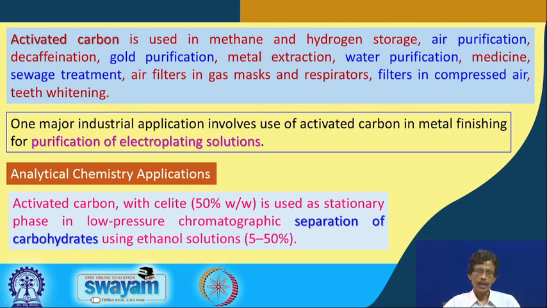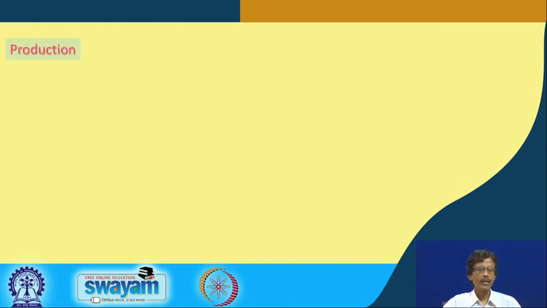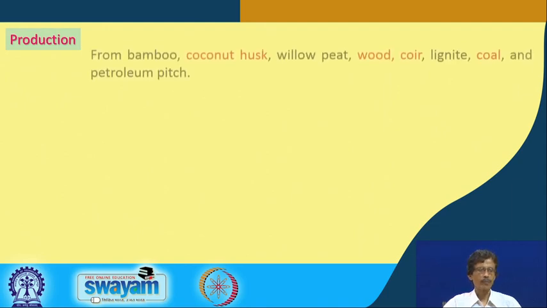using an eluent, which is your ethanol solution in the range of 5 to 50%, depending upon the concentration of that mixture of carbohydrates taken for separation. Then we see how we go for the production.